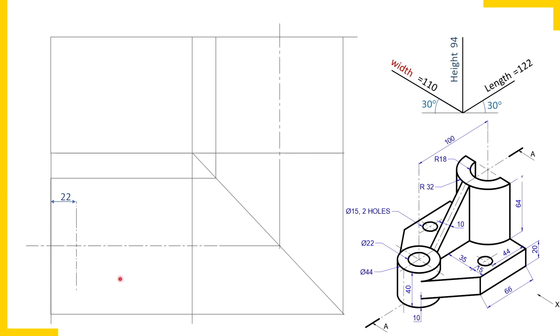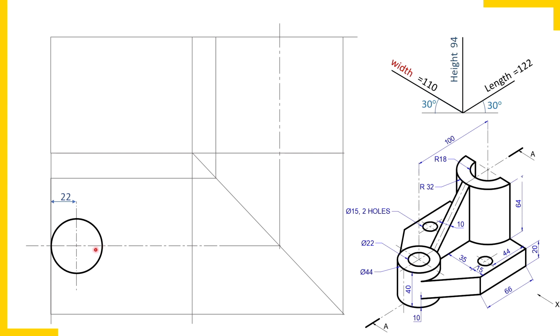So we have established the center. Now draw a circle of radius 22 millimeters, so that the diameter will be 44 millimeters. So this is how we have completed the circle. Now the cylinder has a hole. Smaller details we'll prefer drawing afterwards. So let's draw the major parts.